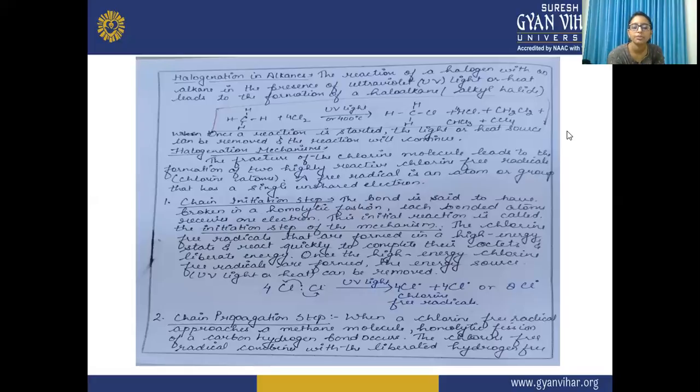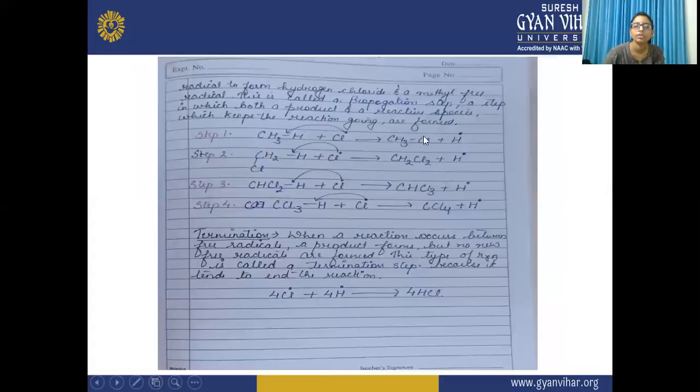So the second step is your chain propagation step. In the chain propagation step, when a chlorine free radical approaches a methane molecule, a homolytic fission of a carbon hydrogen bond occurs. The chlorine free radical combines with the liberated hydrogen free radical to form hydrogen chloride, and a methyl free radical is formed. This is called a propagation step, a step in which both a product and a reactive species which keeps the reaction going are formed.